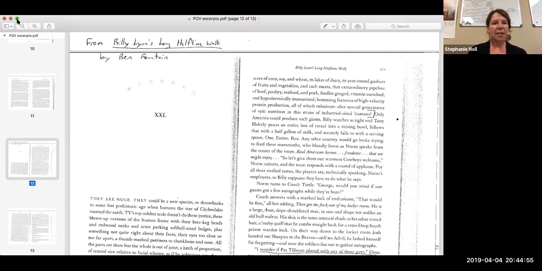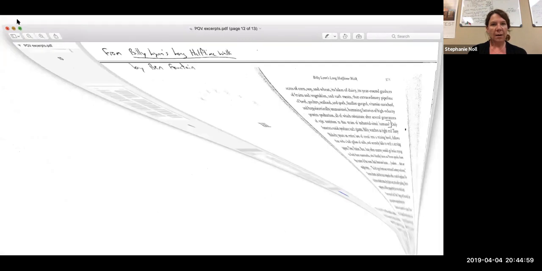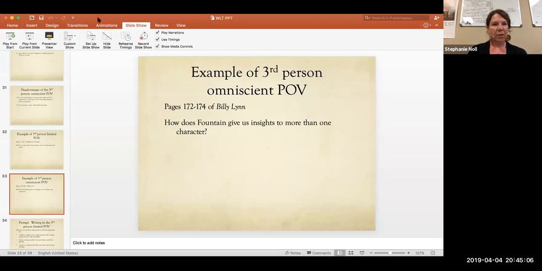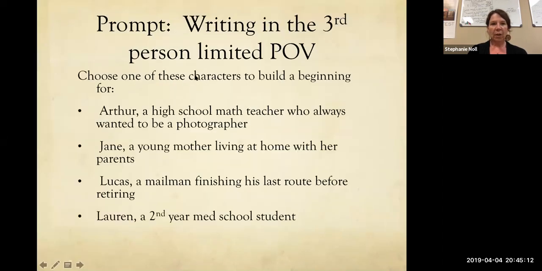Let me close this and go back to the current site. Okay. The prompt that I want to give you a chance to choose from is either writing in the third person limited or writing in third person omniscient. For third person limited, very similar to the first person exercise, I wanted to give you a chance to choose a character, and there's some backstory, and begin a scene where you're using their name and you're writing from the third person.